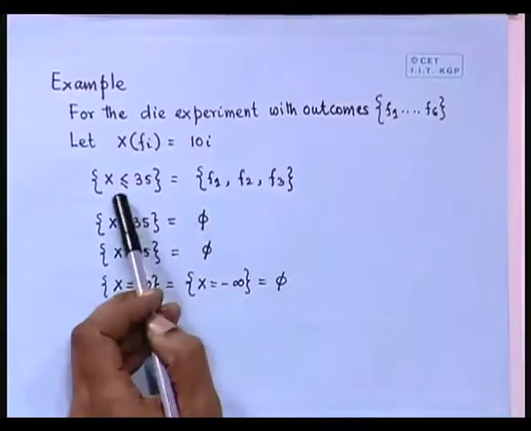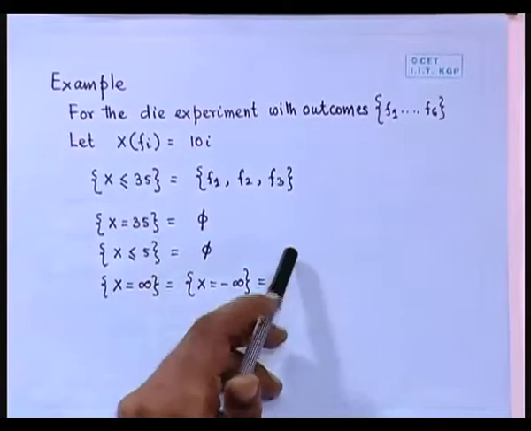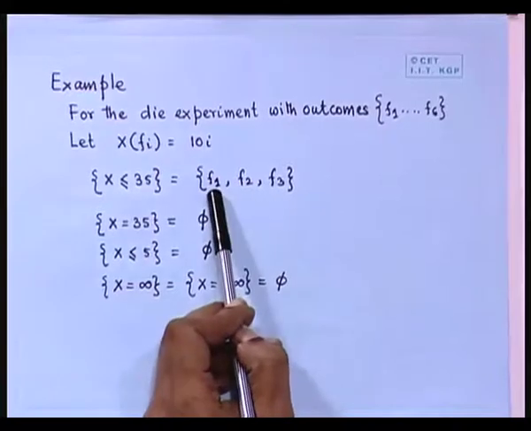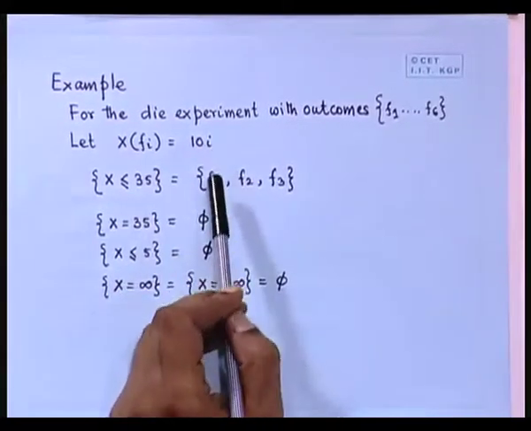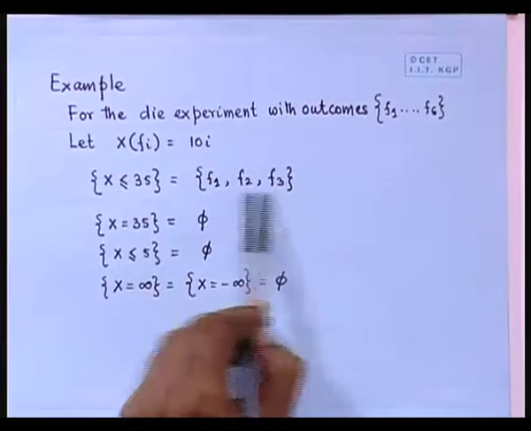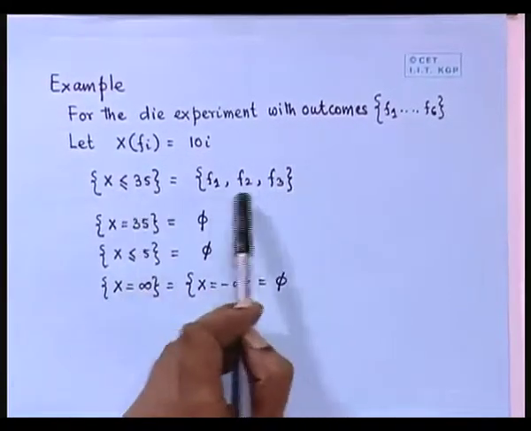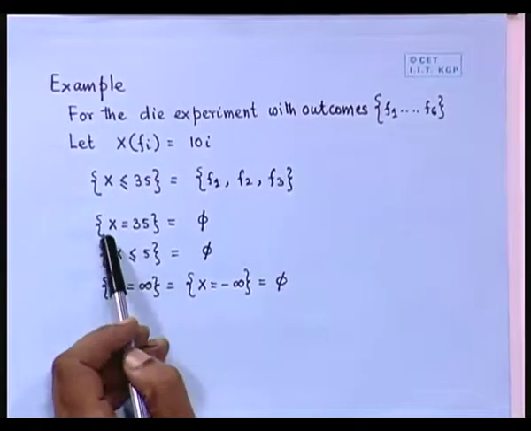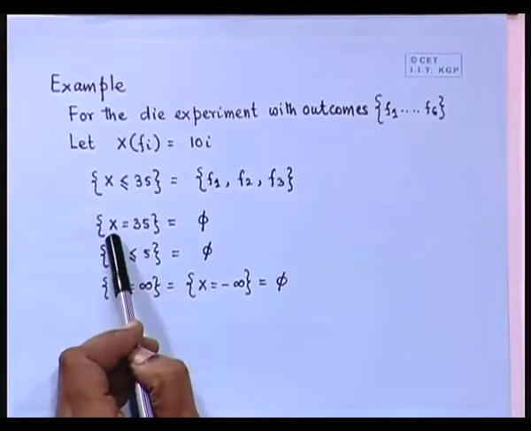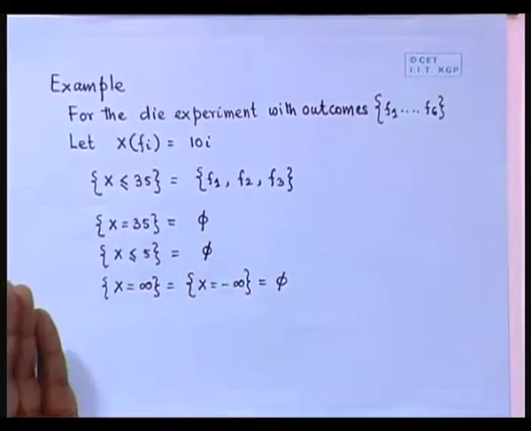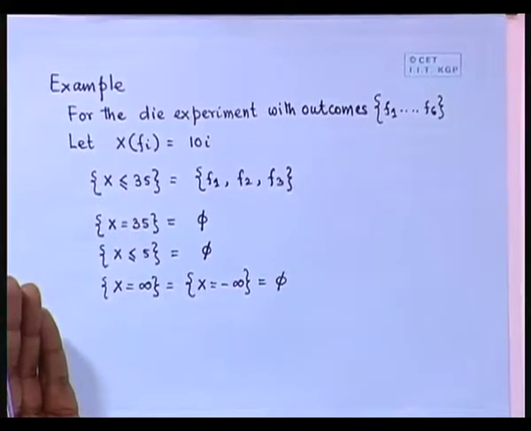So then what is the probability, what is the set of events such that X is less than or equal to 35? Obviously it is F1, F2 or F3, because for F1, X(F1) is 10, for F2, X(F2) is 20, and this is 30. So the set of events for which this is satisfied are F1, F2 and F3, correct. If I ask what is the set of events such that X is equal to 35, it is obviously the null set, because none of them will give you exactly 35 rupees.